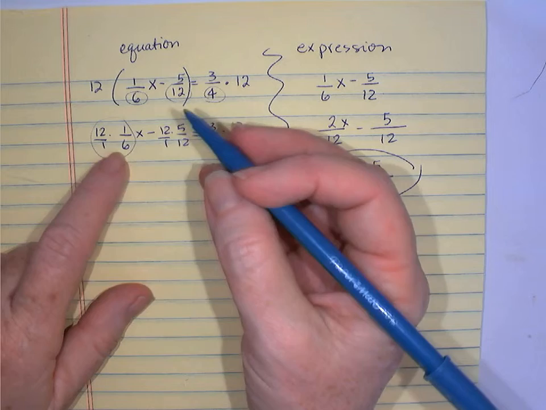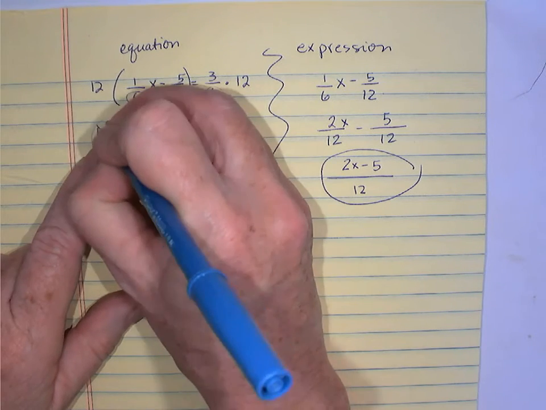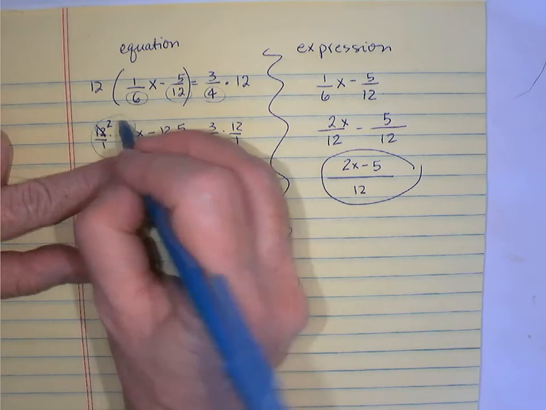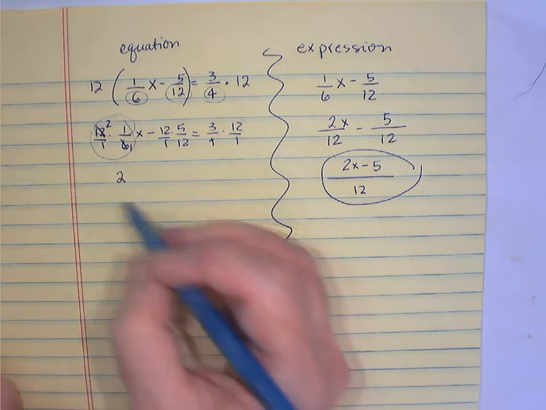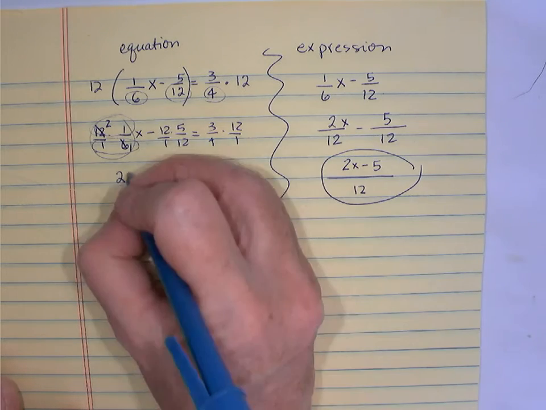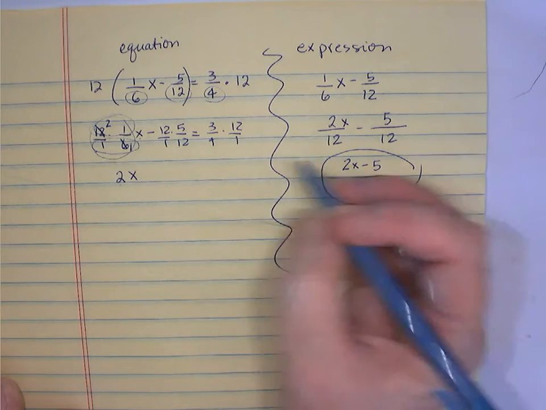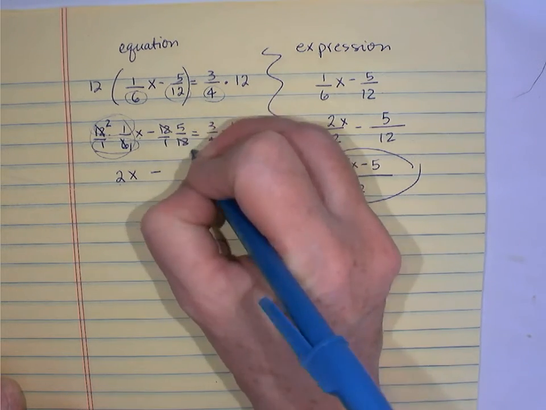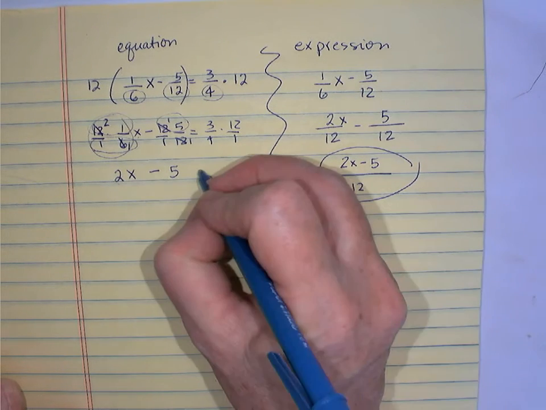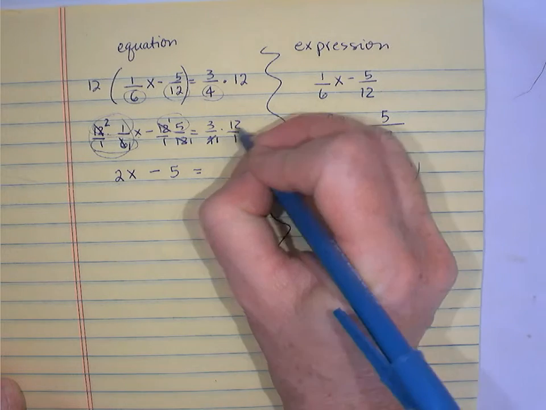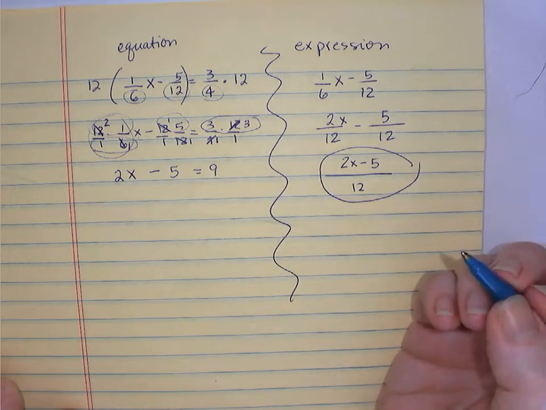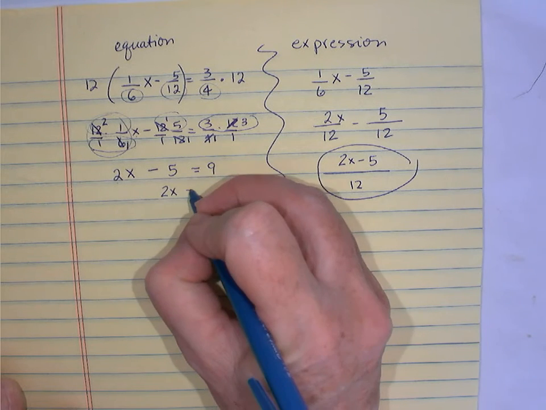So I know 6 goes into 6 once, 6 goes into 12 twice. So now when I go to multiply across the top, 2 times 1 is just 2. Across the bottom, 1 times 1 is just 1, and I don't have to write that on the bottom. So this just becomes 2x minus the 12's cancel, and that's just going to give us 1 times 5 is 5. And on the right-hand side, 4 goes into 4 once, 4 goes into 12 3 times, so across the top we're just going to have 9. And then this becomes a very easy equation to solve.